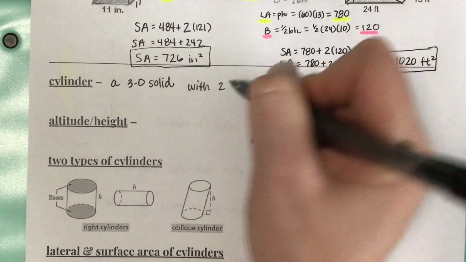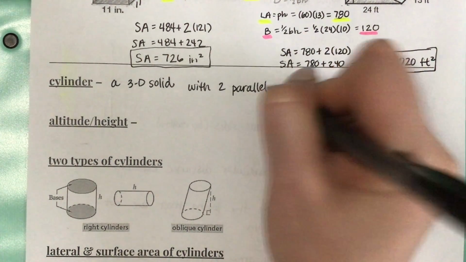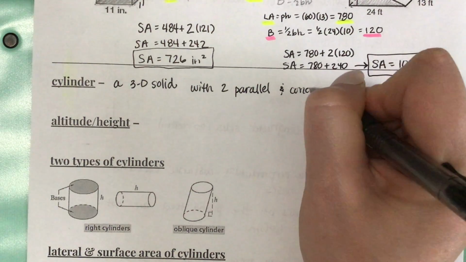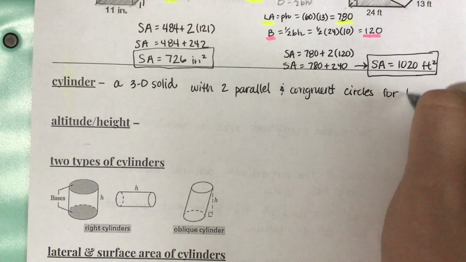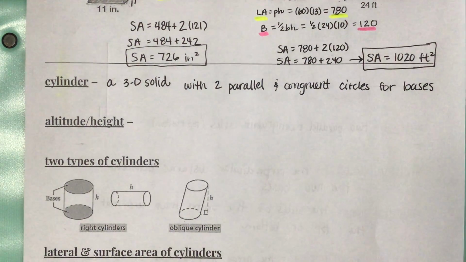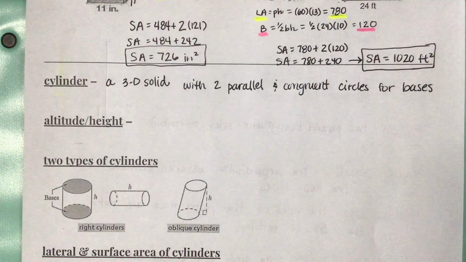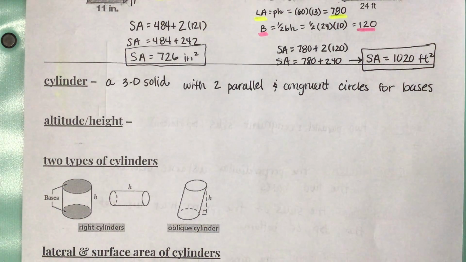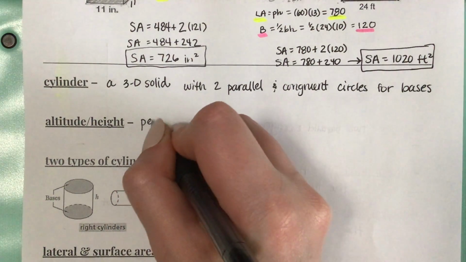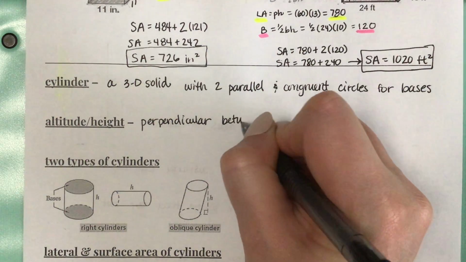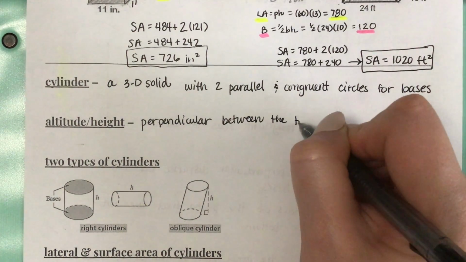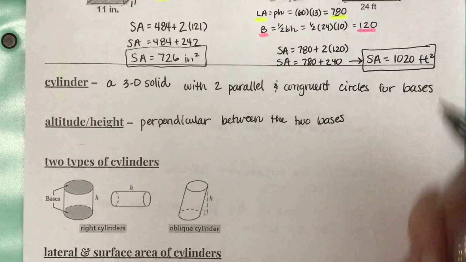with 2 parallel and congruent circles for bases. Now, cylinders are going to have altitudes and heights as well. The altitude or the height of a cylinder is the same concept as it is for a prism. It's going to be the perpendicular distance between the two bases. So perpendicular distance between the two bases. Okay.